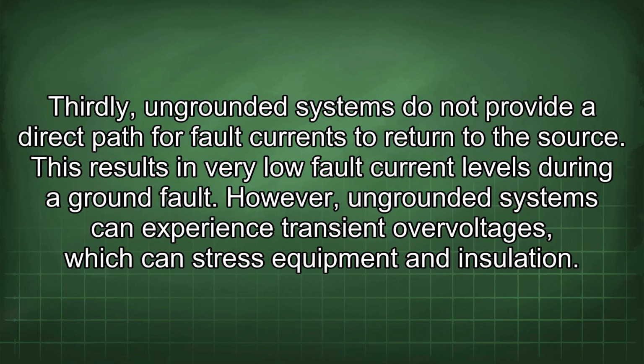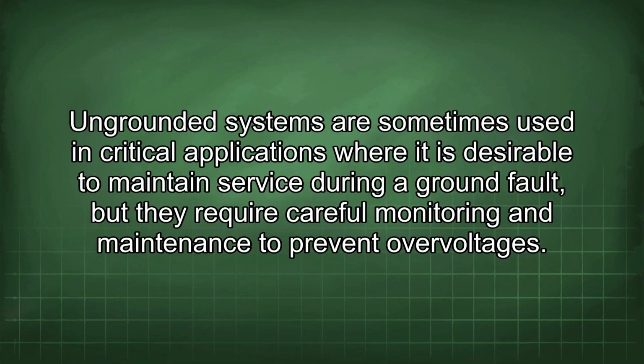Thirdly, ungrounded systems do not provide a direct path for fault currents to return to the source. This results in very low fault current levels during a ground fault. However, ungrounded systems can experience transient overvoltages, which can stress equipment and insulation. Ungrounded systems are sometimes used in critical applications where it is desirable to maintain service during a ground fault, but they require careful monitoring and maintenance to prevent overvoltages.